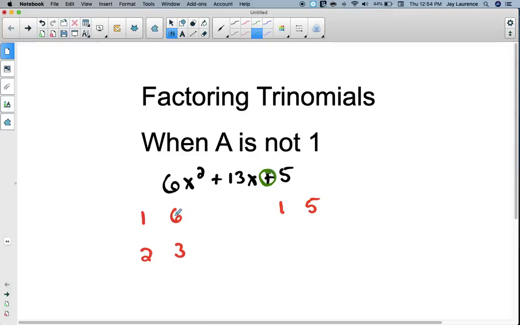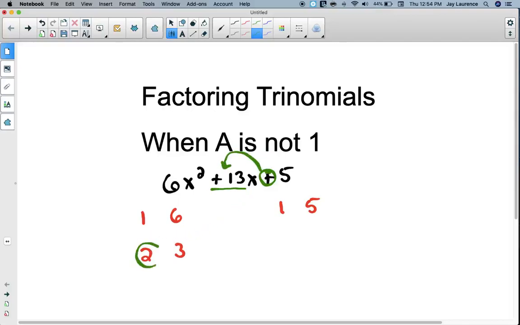So I'm going to take one of the factors of 6, multiply it by one of the factors of 5, and multiply their partners. If I do 6 times 1, I have to do 1 times 5. If I do 3 times 1, I have to do 2 times 5. Because the c term is positive, I'm going to add. What am I hoping to get? I'm hoping to get positive 13.